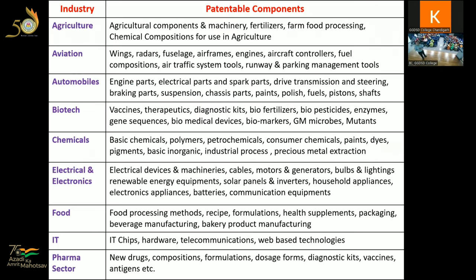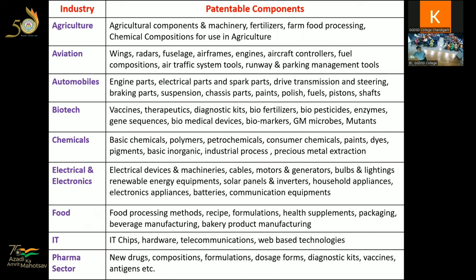So when we look at industries like agriculture, aviation, automobiles, biotech, chemicals, now look at, these are the different areas in these different industries. Like, for example, in agriculture: components, machineries, fertilizers, farm food, or chemical composition for use in agriculture.